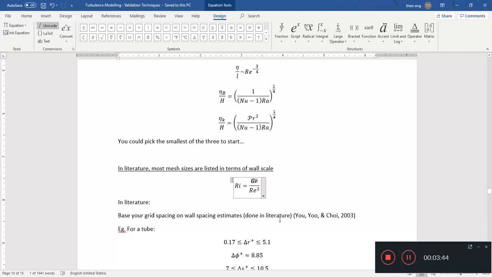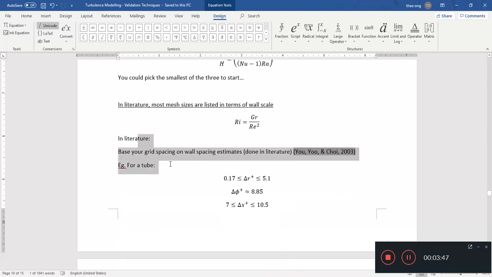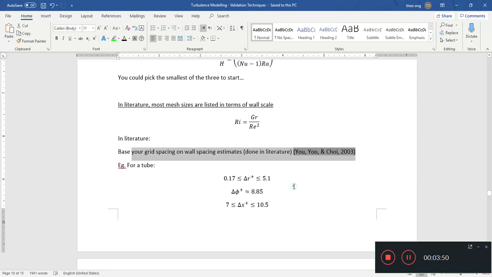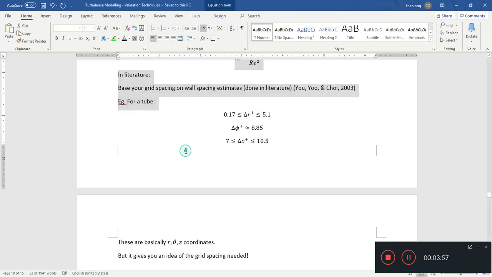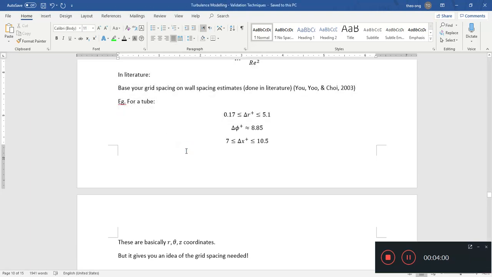So in literature, what you might see is that the wall spacing is based on the wall shear stress. For a tube that is in r, theta, z, or in this particular example, you have r, you have phi, and then you have x. So in the r direction, your mesh will change from 0.17 all the way up to 5.1, because as you can see here, you can infer that perhaps forced convection is a lot stronger than the natural convection. Therefore, your grid sizing is dominated by the forced convection bit.